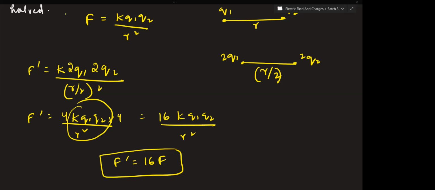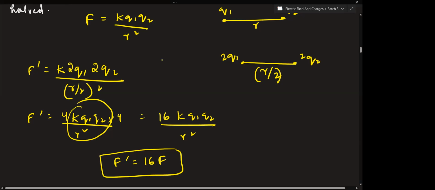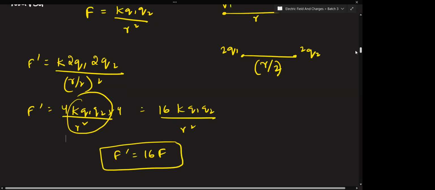Done, ma'am. Fine, let us now see if the medium is changed, how to solve it. See, if your medium is changed, first understand, if your medium gets changed, your force will also be changed. This is Q1, this is Q2, the separation between them is R. So force in air, how do we write the force in air?